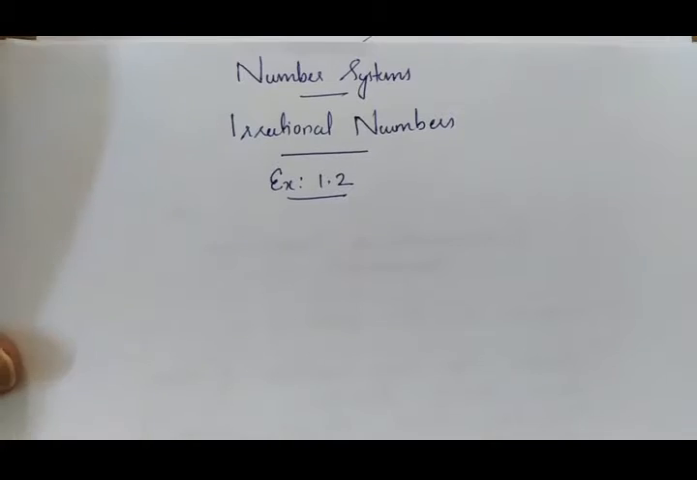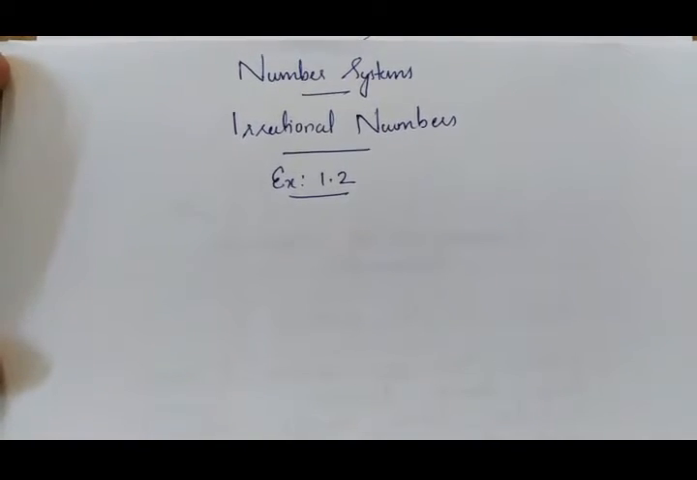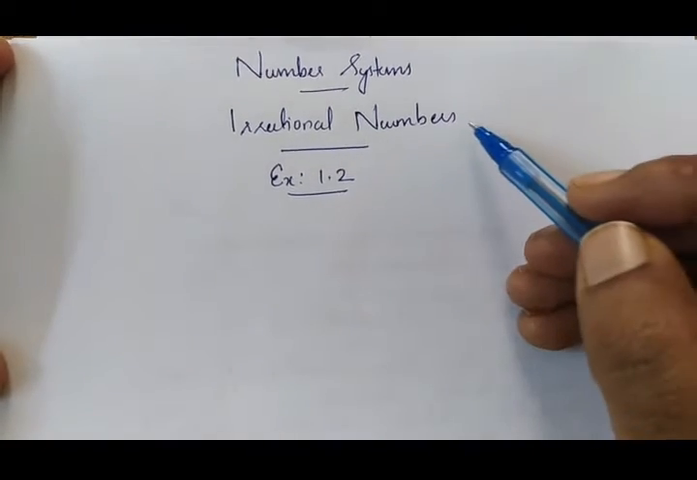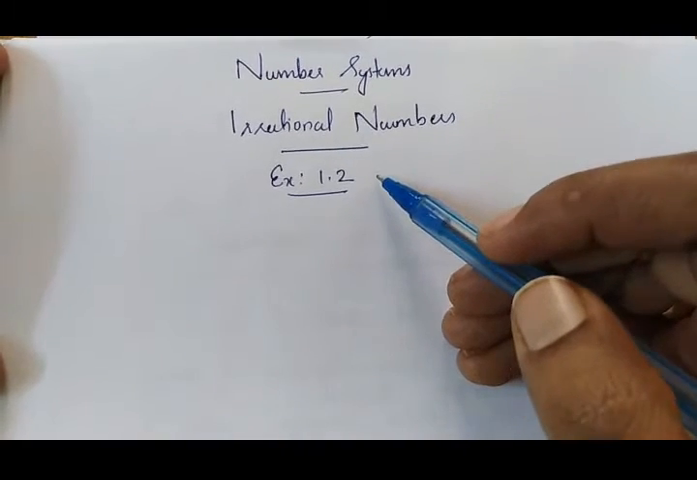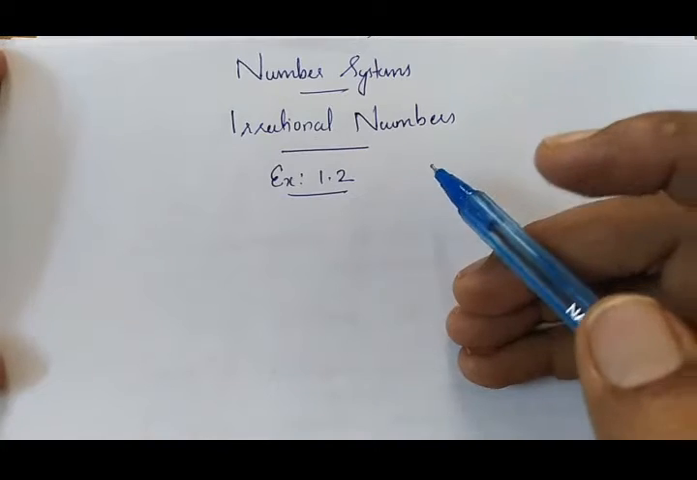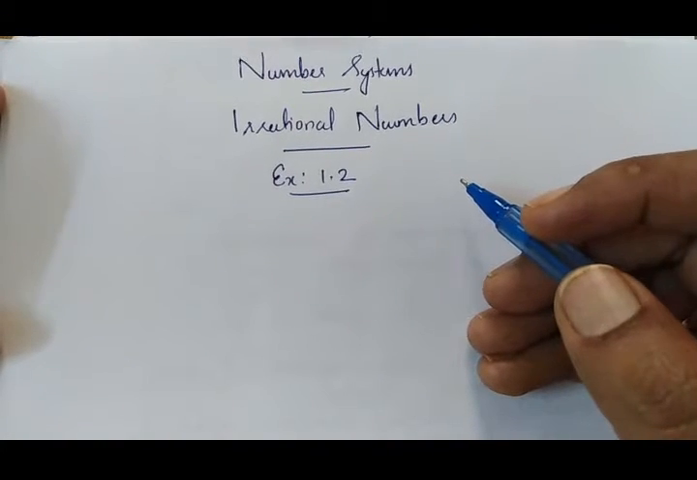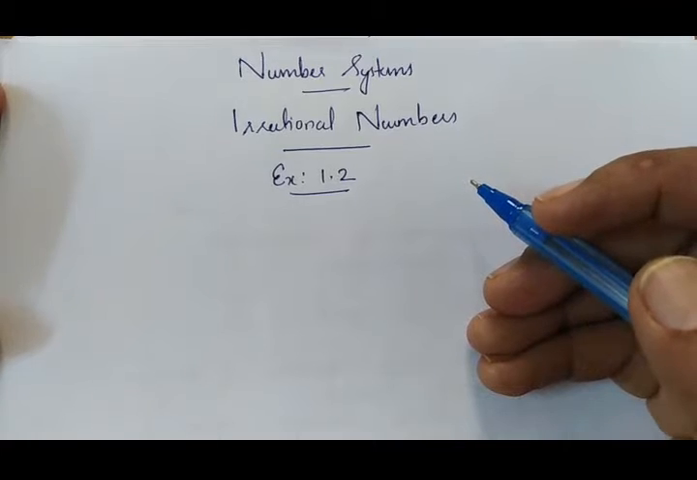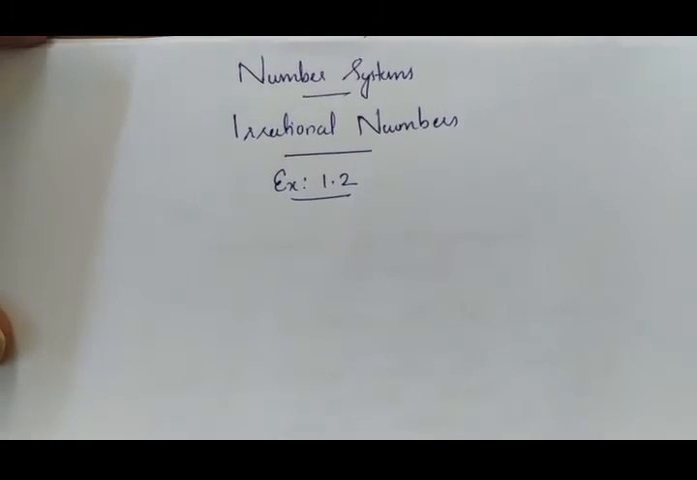Today we are discussing the exercises included in 1.2. The first chapter is number systems. In that session we discussed irrational numbers in the previous class, and today we are discussing exercise 1.2. In the previous class we discussed how to represent irrational numbers, root 2, root 3, on number lines, and many other problems. Today we are going through the exercise problems.